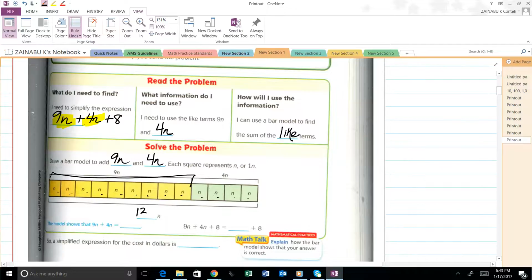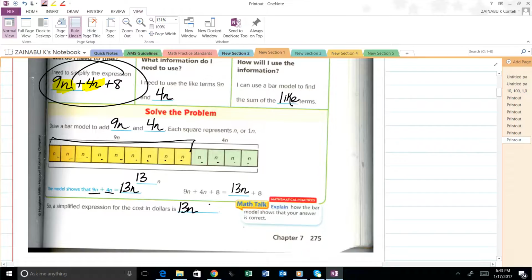Hopefully you know that quickly is 13n. So when we look at this, we're simplifying this expression by combining the like terms of 9n and 4n, adding them together. And so that gives us a more simplified expression of 13n. And don't forget, the full expression was 9n plus 4n plus 8, so we have to include that 8 as well. So again, the simplified expression for the cost in dollars is 13n plus the 8. Pretty manageable so far?